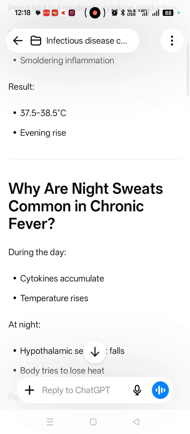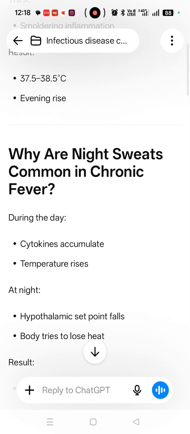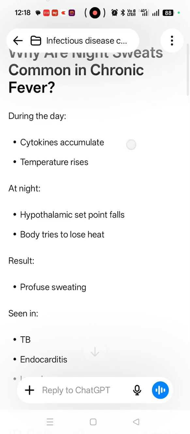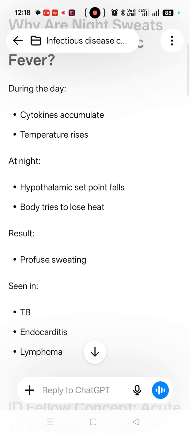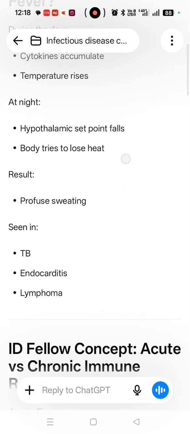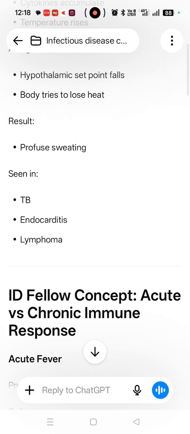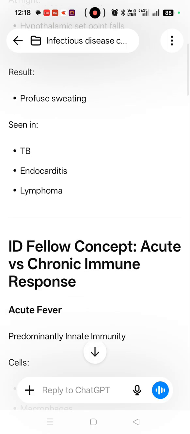So why are night sweats common in chronic fever? During the day, cytokines accumulate, temperature rises. At night, the hypothalamic set point falls. Body tries to lose heat. So you find profuse sweating. And this is seen in TB, endocarditis, and lymphoma.